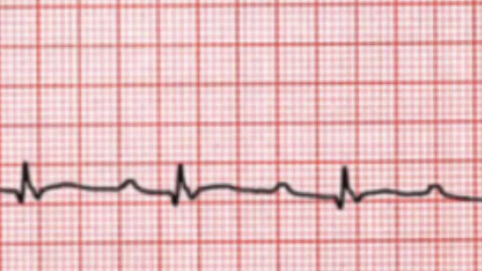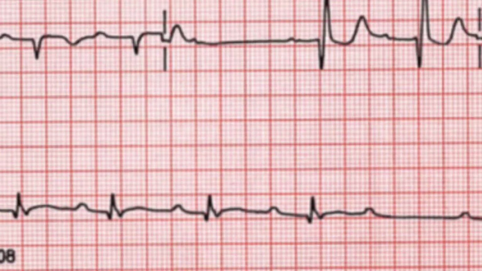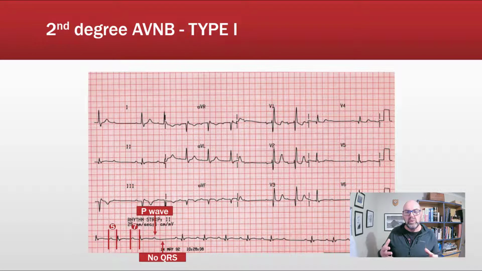Now, the P wave is rounded. It's positive in lead 2, and so we can assume that this is sinus in origin. We've already worked out that there's more P waves than there are QRS complexes, and this one fact on its own is enough to make me consider a very strong possibility of some type of second-degree heart block. So the only decision left to make now is which type.